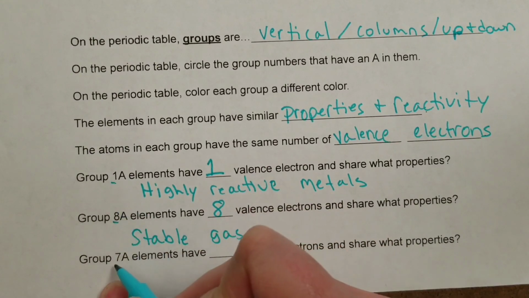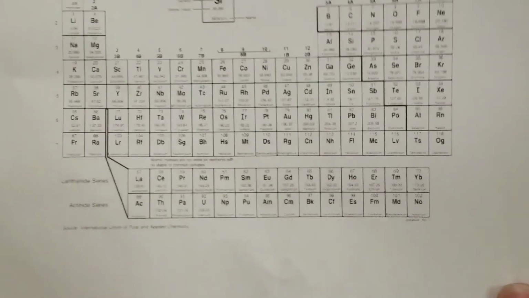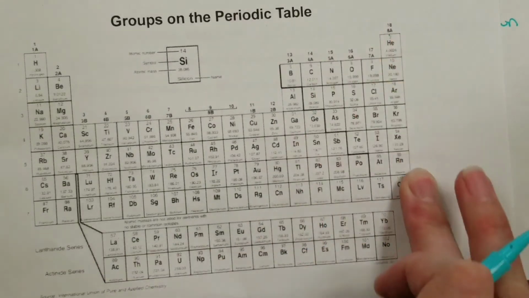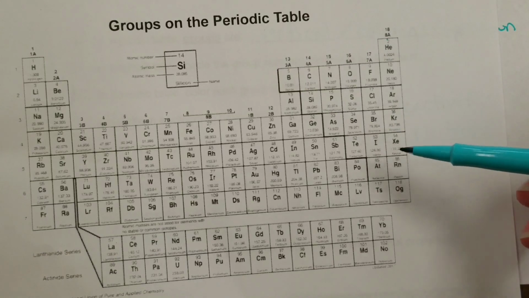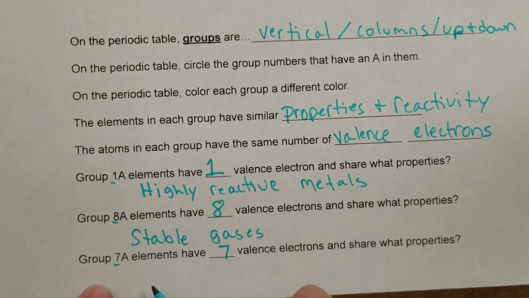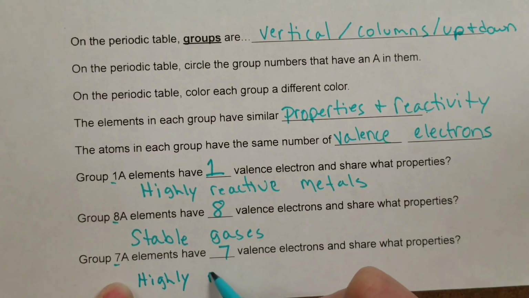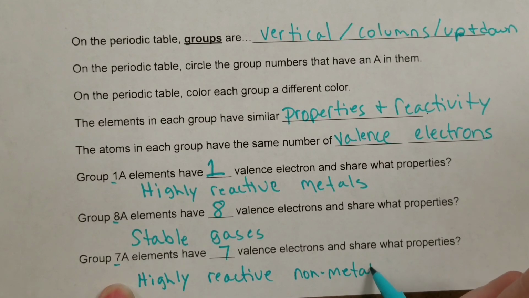All right, and then 7A. We know the number in front of the A tells me how many valence electrons. So 7A elements have 7 valence electrons. These are nonmetals. Pull up this again. Remember, the right-hand side of this zigzag are nonmetals. So 7A, we have fluorine, chlorine, bromine, iodine. These are all nonmetals. And these are also very reactive, highly reactive nonmetals.